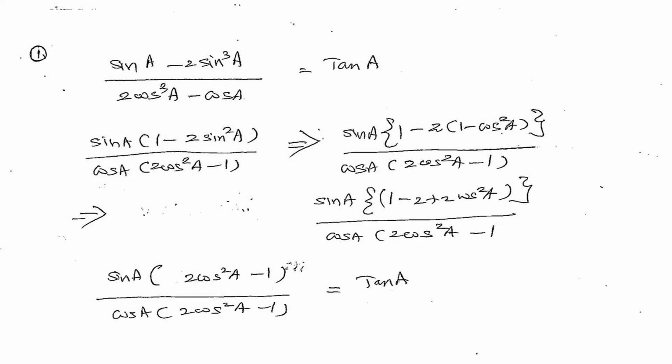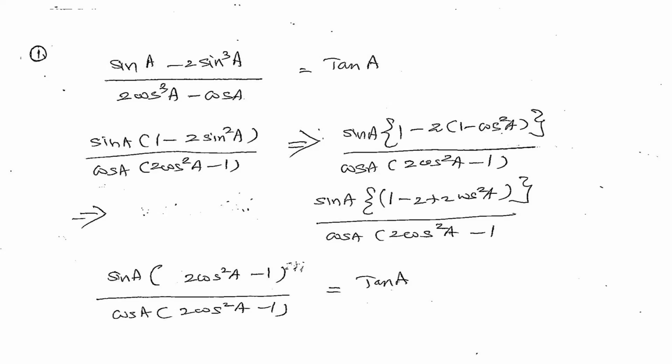And now let us deal here with some of the problems for your long-term exercise. In the first slide you see the problem: (sin a minus 2 sin cube a) divided by (2 cos cube a minus cos a), we must prove that it is tan a. Now, we have to convert everything on LHS and bring it to tan a on RHS. So, we have to play with sine and cos formulae to get to that.